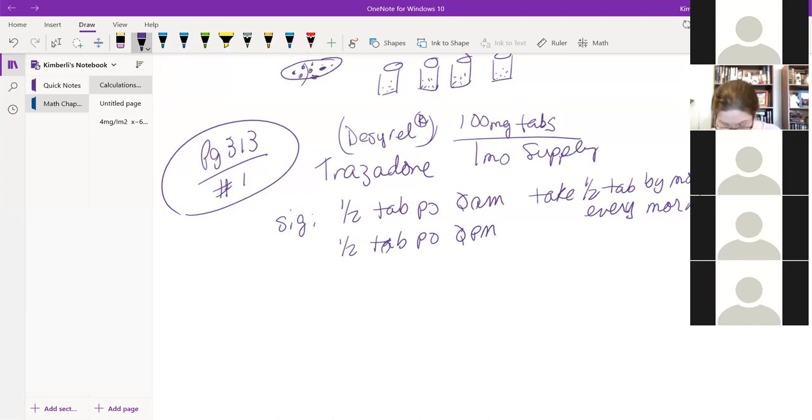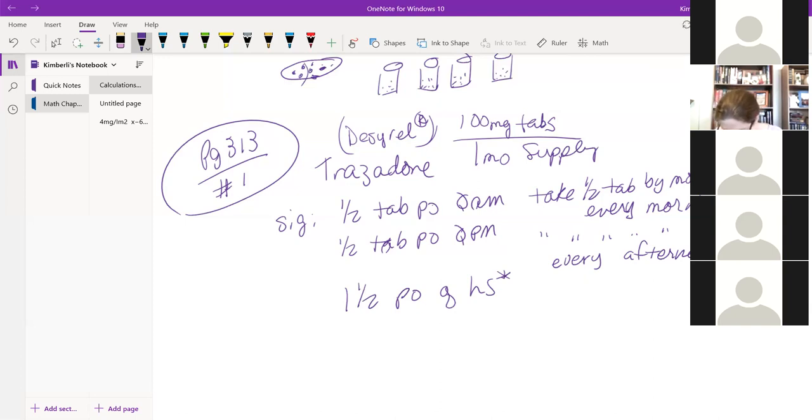So I think in this case, QPM could be afternoon. So we would say take 1.5 tablets by mouth every afternoon. And then 1.5 tablets PO QHS, and then it's got an asterisk there. I don't know what the asterisk is for. Okay, the asterisk is at the bottom of the page.